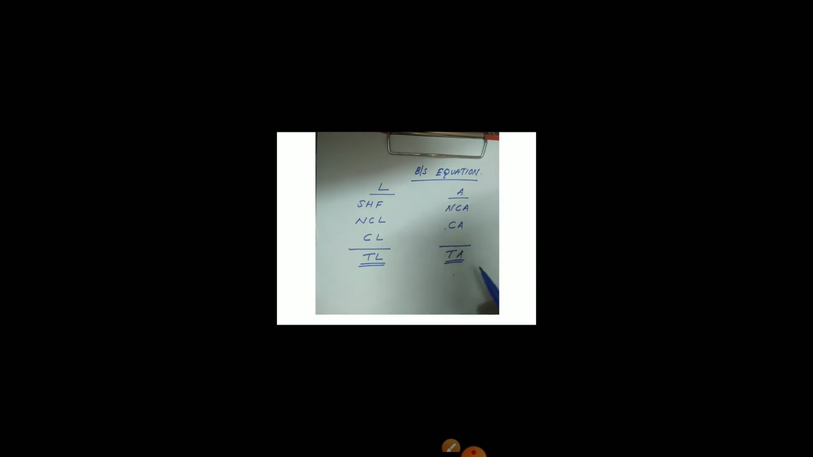So here shareholders funds given is 60,000. Non-current liabilities also given, 20,000. Current liabilities not given. Non-current assets given, 50,000. Current assets also not given. Now total liabilities given in the question is 1 lakh. Okay, now from this how to calculate current assets and current liabilities?